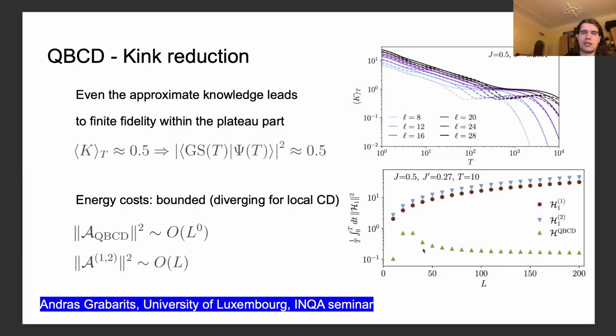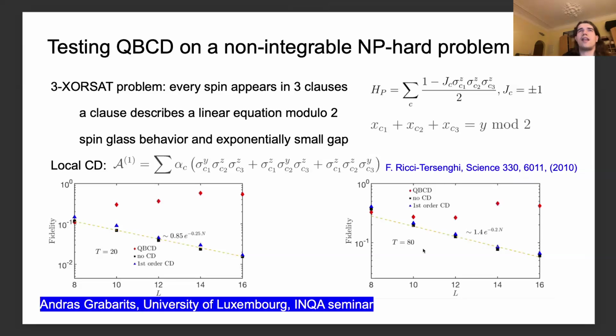As I said, one can also use numerical search for determining the critical gap and the critical eigenstates, as we also did, testing the QBCD on a non-integrable model. That is the 3-XORSAT problem, which is a very funny problem actually, because in classical optimization problems, it describes the solution of a system of equations modulo 2 such that each classical bit is either 0 or 1, and each bit appears in exactly 3 clauses, 3 equations, or in the spin language in 3 interaction terms. We compare the QBCD and the first order local counterdiabatic expansion, which, because the Hamiltonian is already 3-body, is also composed of 3-body terms.